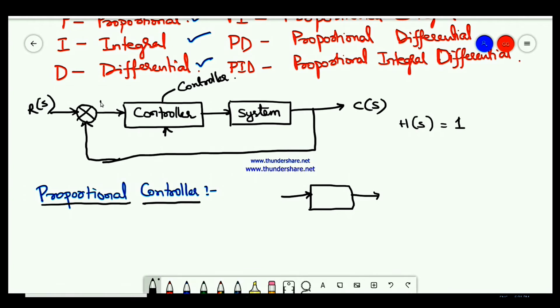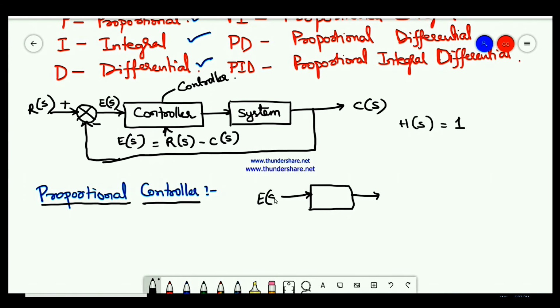As we have seen in the feedback loop derivation, the output of the summing point is always E of S, which is the difference between R of S and C of S. Because of the negative feedback system, E of S equals R of S minus C of S, and the feedback is unity, so H of S equals 1.